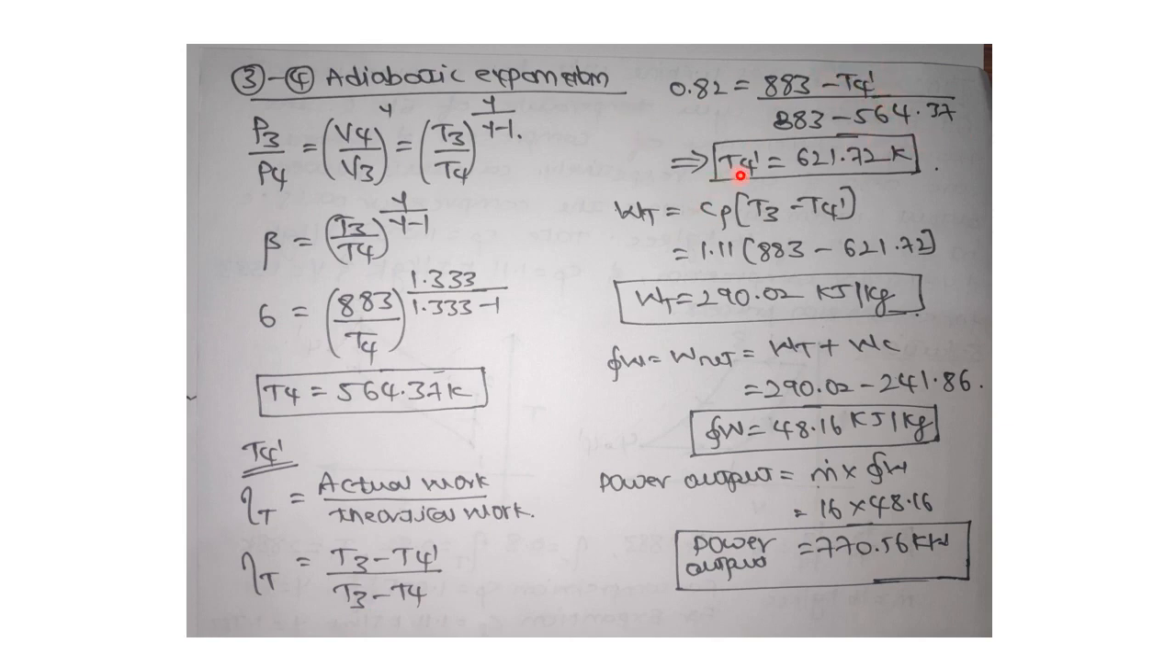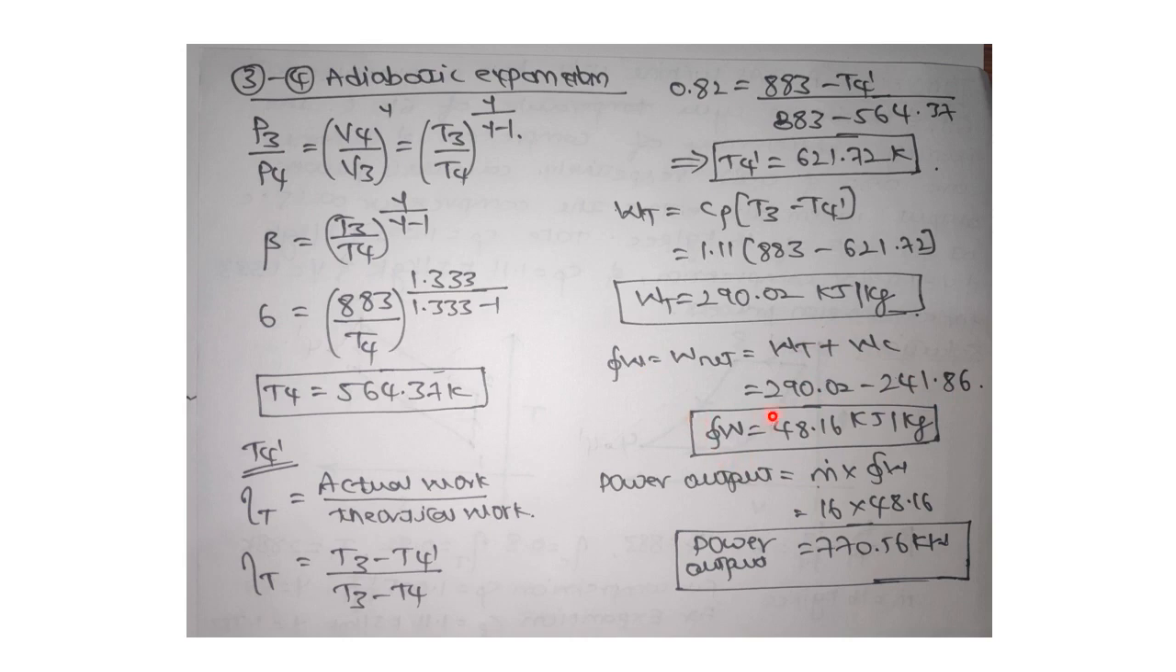Once T4 dash is known, you can calculate the turbine work, Cp into initial minus final, T3 minus T4 dash. The Cp value for the expansion process is 1.11. Substitute it, and you will get the turbine work output, that is WT. The net work output is turbine work plus compressive work. So 290.02, which is turbine, minus 241.86, which is the compressive one. Add these two, and you'll get the value of net work done, which is 48.16 kilojoules per kg.